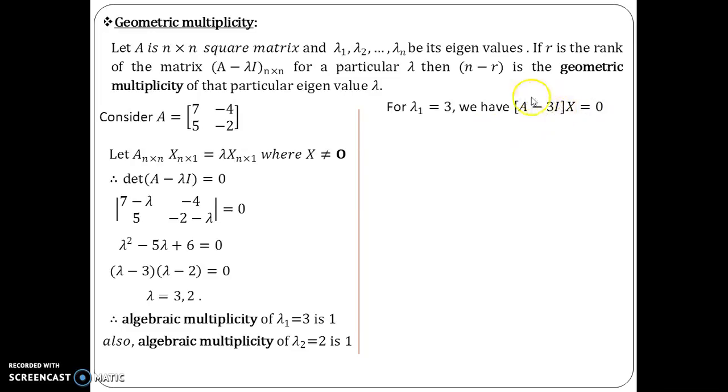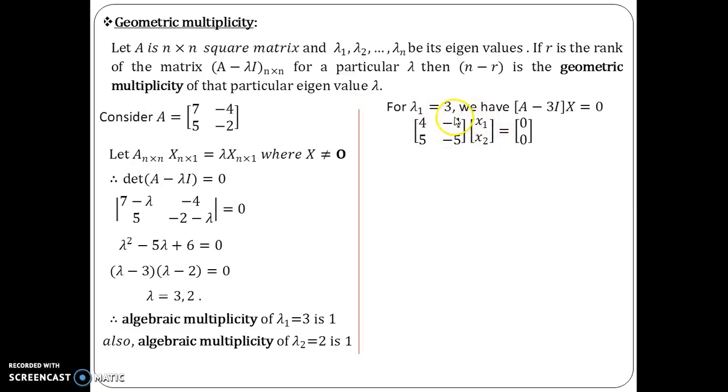So basically when you substitute the matrix over here, what you will get is 4, 5, minus 4, minus 5, and this x will be nothing but an unknown vector, which is a column vector, because it's an n row and 1 column vector. So n rows, because here it is a 2 cross 2 matrix, so it will be 2 rows and 1 column. Okay, now this is the system of linear equations.